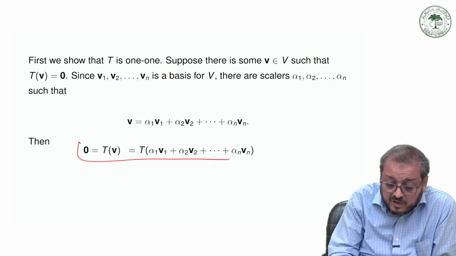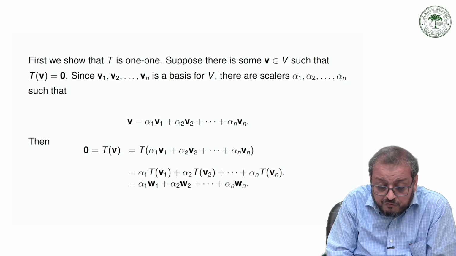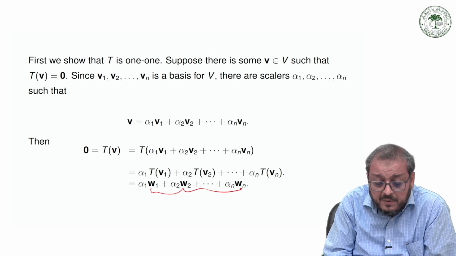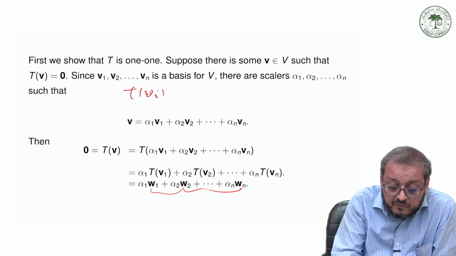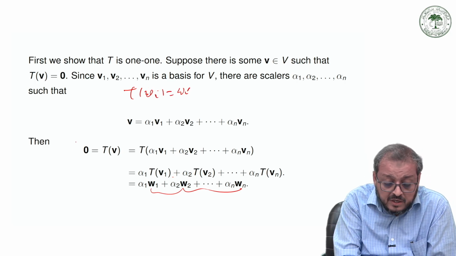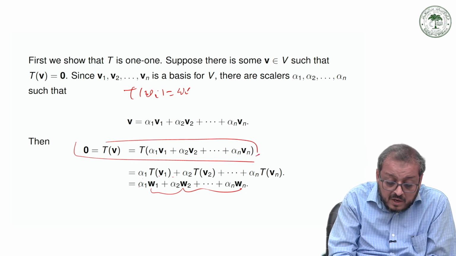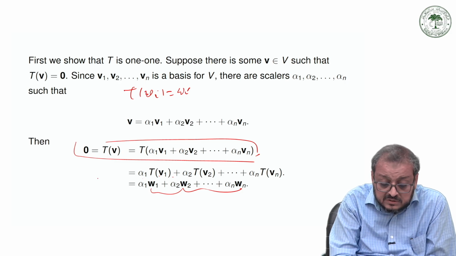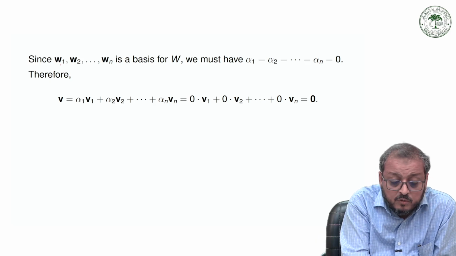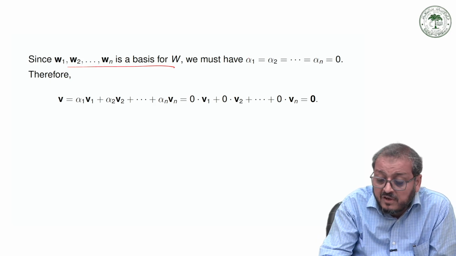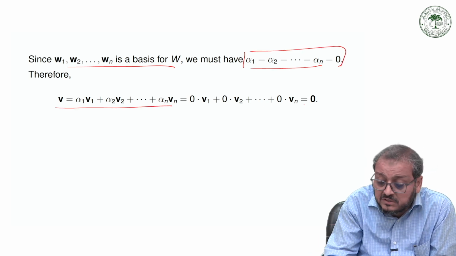So v equal to 0 means we take v in this form, and then alpha times T of v1, v2, ..., vn, and this is w1, w2, ..., wn. We write the values of T of vi as wi. So we can write alpha 1 w1 plus and so on up to alpha n wn, which is equal to 0. Since w1, w2, ..., wn is a basis for W, all alphas must be equal to 0, and then v written as a linear combination is the 0 vector.